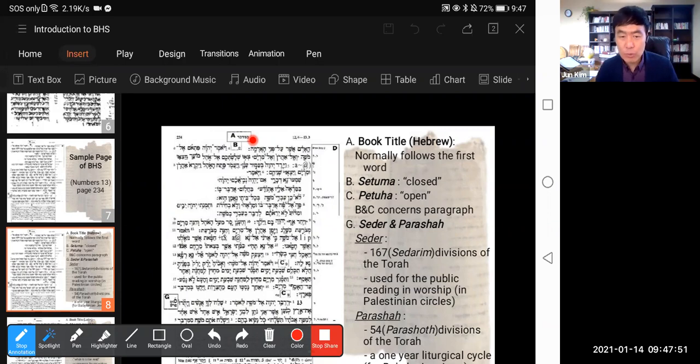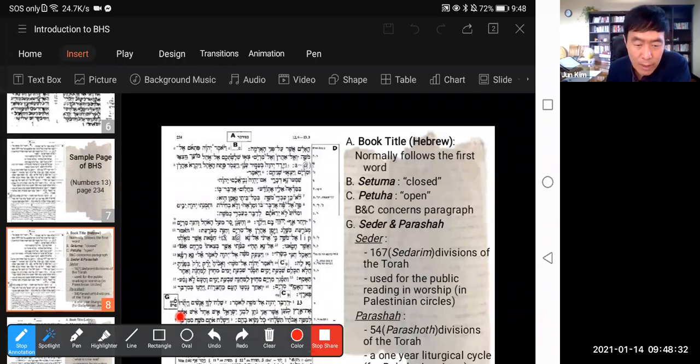And then B, let's move on to B. You can see the sign of Samek there, and that is called setuma, which means closed. Then you need to go to C. Where is the C? Here. You see there is a Pe sign there, then it is called petuha, which means open. It has something to do with a paragraph. Whenever you see petuha, that means the beginning of a paragraph, and setuma is the end of a paragraph.